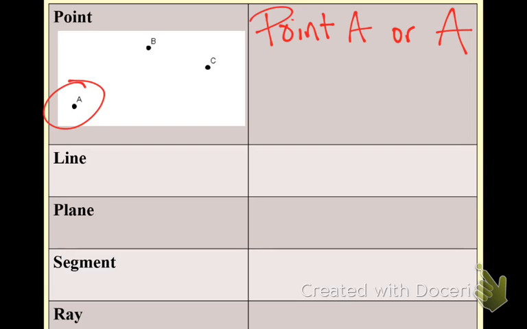You can do this for each one. Same thing with B would be point B or B. C would be point C or C. Okay, all capital letters.